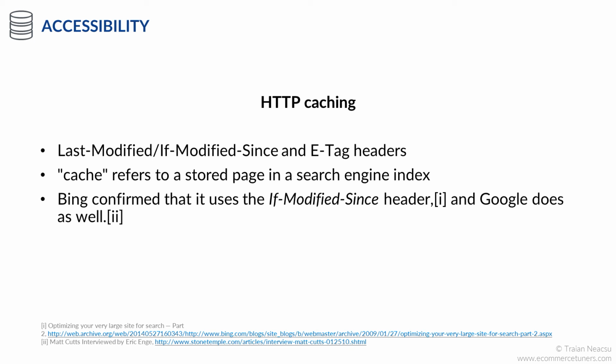The web server will reply back with a header response. Based on the header response, search engines will decide to download that resource or to skip it. Many search engines check whether the resource they request has changed since the last time they crawled it. If it has, they will fetch it again. If not, they'll skip it. This mechanism is referred to as conditional get. Bing confirmed that it uses the if modified since header, and Google does that as well.